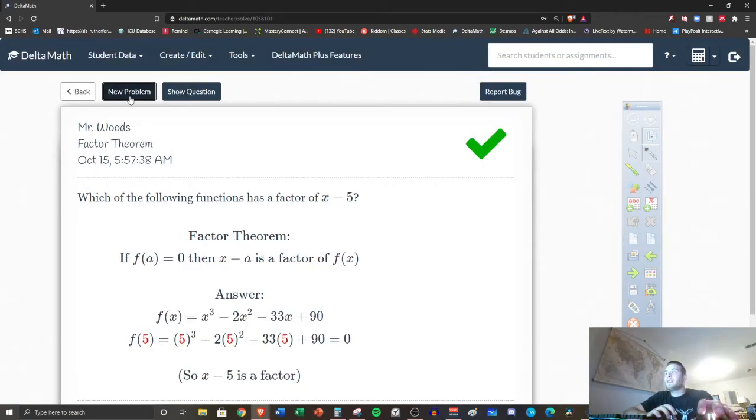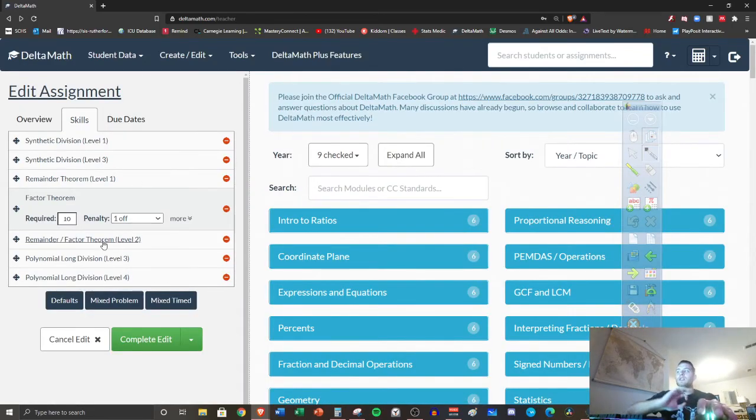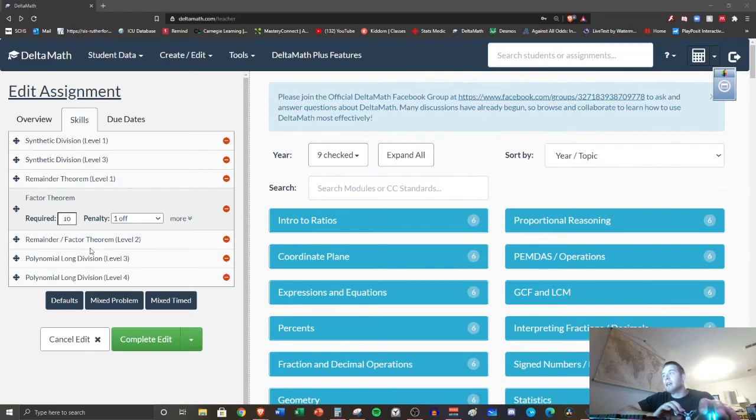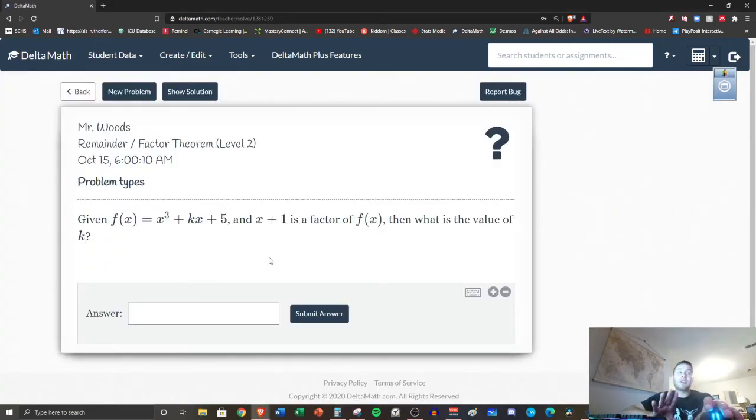All right, 23 minutes in, we're doing one more question. This is probably the most challenging one on this Delta Math. Remainder theorem, factor theorem. So here we go, interesting question. It says, given that f of x equals x cubed plus kx plus 5, and x plus 1 is a factor, what is the value of k?